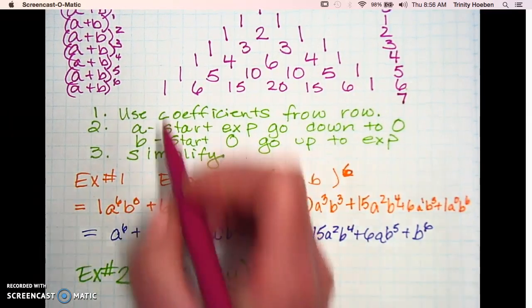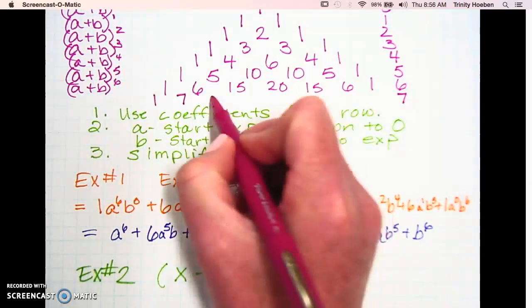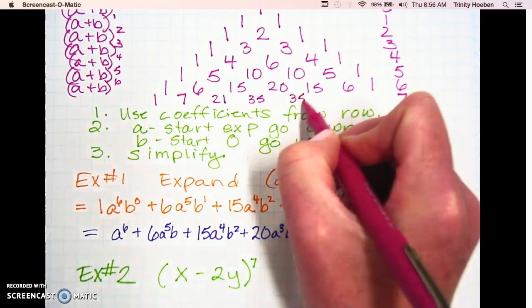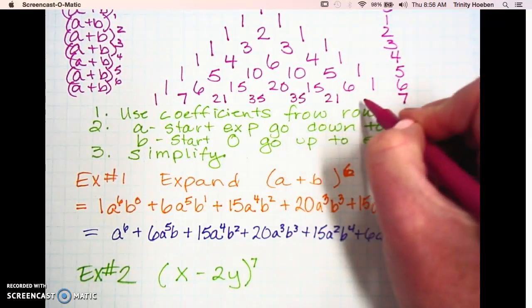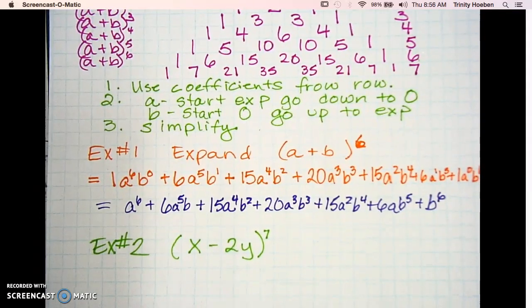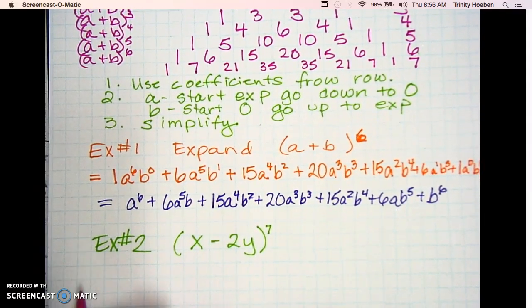So I just have all my coefficients. We're going to have 1, 7, 21, 35, 35, 21, 7, and 1. I'm almost definitely going to run out of room. I'll try and write smaller.